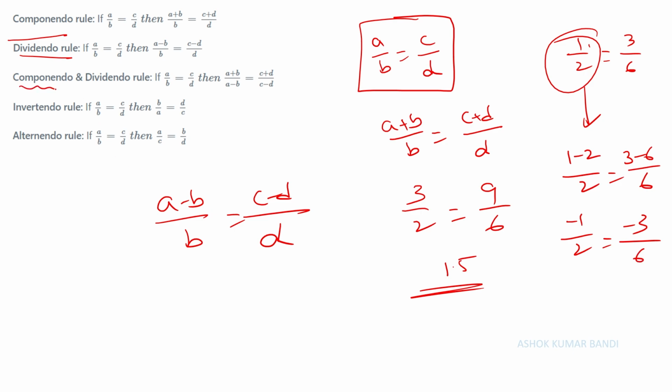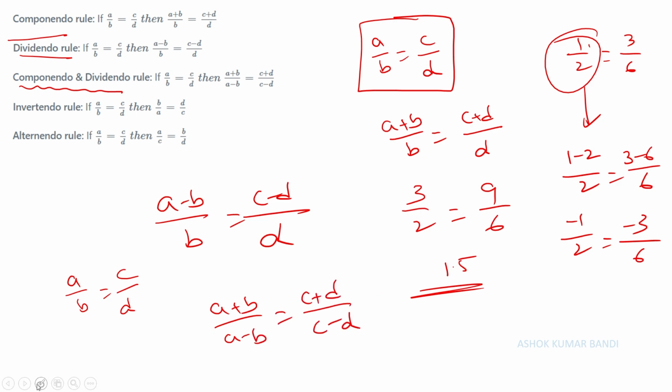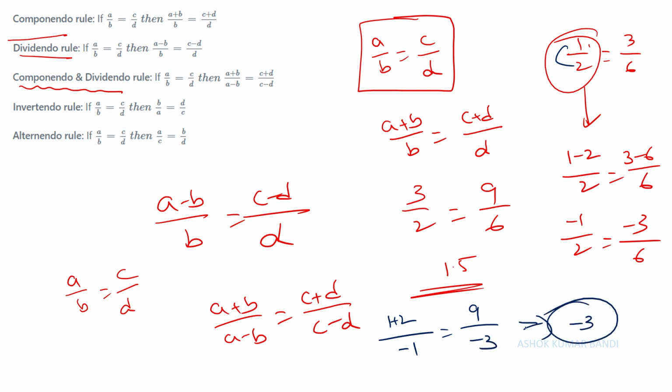The last and final one, componendo and dividendo rule. That means that if A by B is equal to C by D, you can say that A plus B by A minus B is also equal to C plus D by C minus D. Let us check this one. Here, A plus B is 1 plus 2 by, let us take minus 1 because 1 minus 2. Here, 3 plus 6 by 3 minus 6. So as you can see here, in both the cases, I got the answer as minus 3. So if A by B equal to C by D, you can say A plus B by A minus B is equal to C plus D by C minus D.